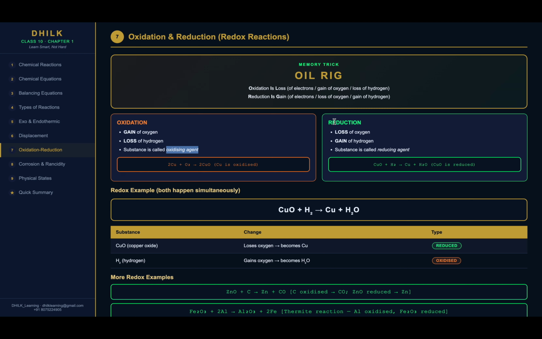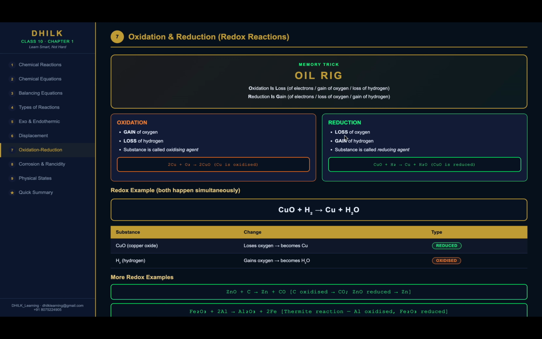Now look at this example: 2Cu plus O2 gives 2CuO. Here oxygen is added to the copper, so what happened? Copper is oxidized to copper oxide because addition of oxygen is happening. How can you get this? Look at the reactant and the product. In the reactant there is no oxygen atom, but in the product there is oxygen. So you can simply understand that oxygen is added to the copper metal. So there is addition of oxygen, which means it is an oxidation reaction.